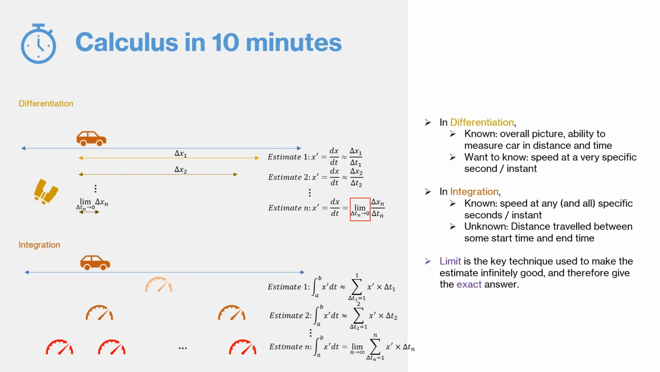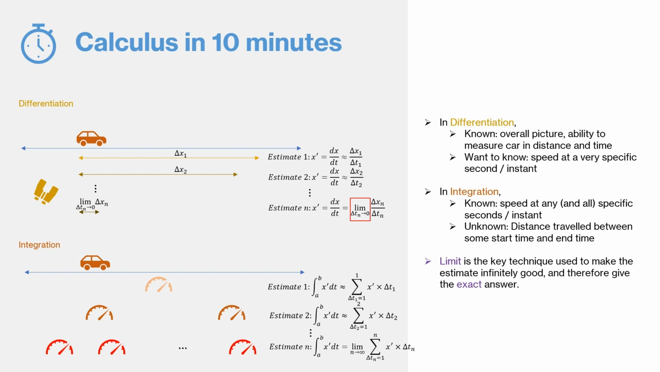The common notation that you'll see for speed is the dash. So for example, x dash here is the rate of change of x, or the speed of x. If you see two dashes, it's the speed of x changing, which is also known as acceleration.